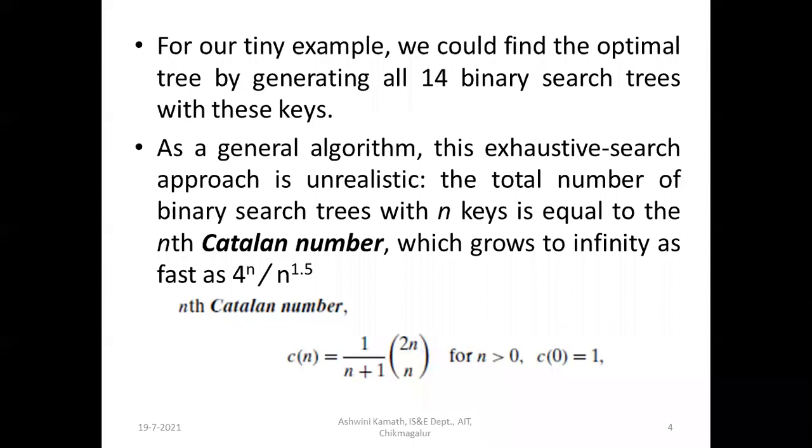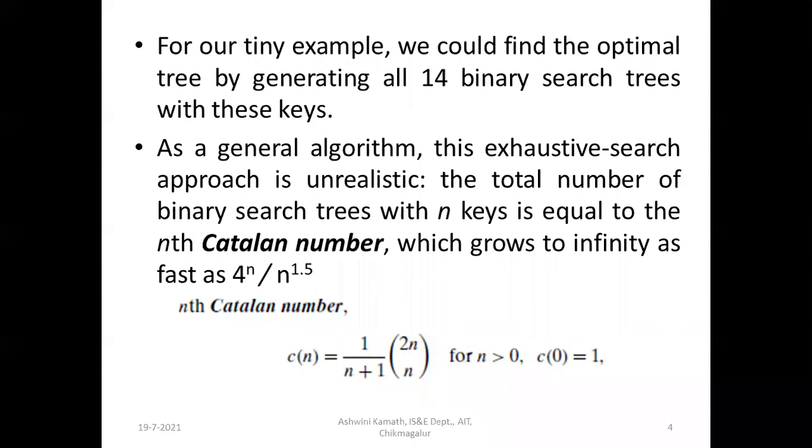C of n is equal to 1 divided by n plus 1 into the combination 2n and n, for n greater than 0, and C of 0 is equal to 1. That is, when we have the value of n equal to 0, then this value will be equal to 1.